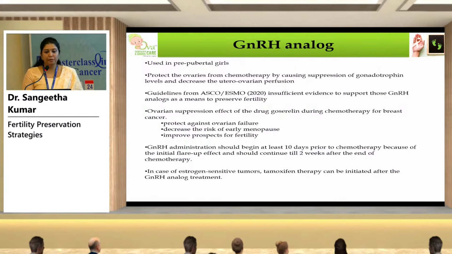Moving on to the experimental or investigational procedures: GnRH analog. This is used in prepubertal girls. Here there is a suppression of gonadotrophin levels, and GnRH decreases ovarian perfusion, but there is still insufficient evidence to support this. If GnRH administration has to be started, it should begin at least 10 days prior to chemotherapy because of the initial flare-up effect, and should continue until 2 weeks after the end of chemotherapy. In the case of estrogen-sensitive tumors, tamoxifen therapy can be initiated after the GnRH analog treatment.